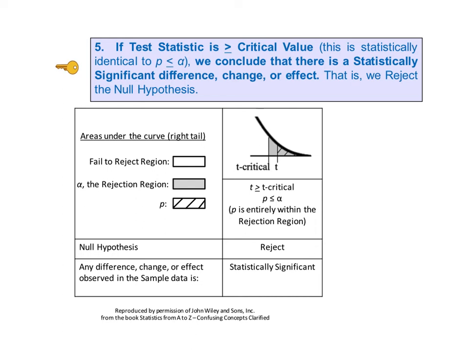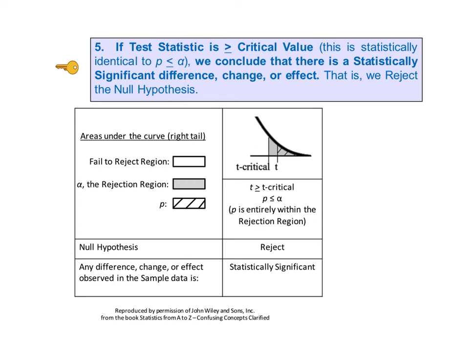The picture shows a close-up of the right tail of the t-distribution. The shaded area represents alpha, the significance level. The shaded area is sometimes called the rejection region. Its boundary is marked by the value of t called the critical value, t critical.